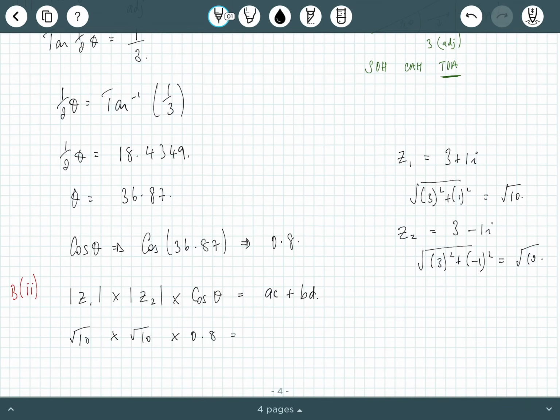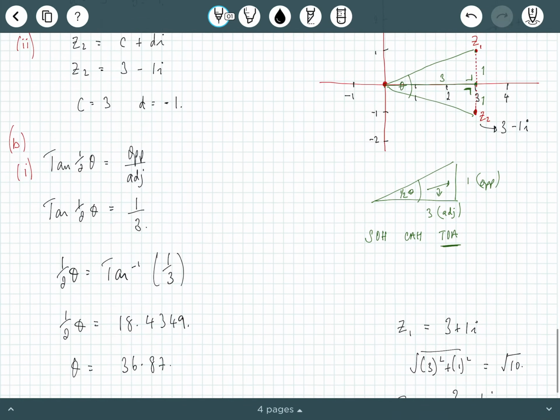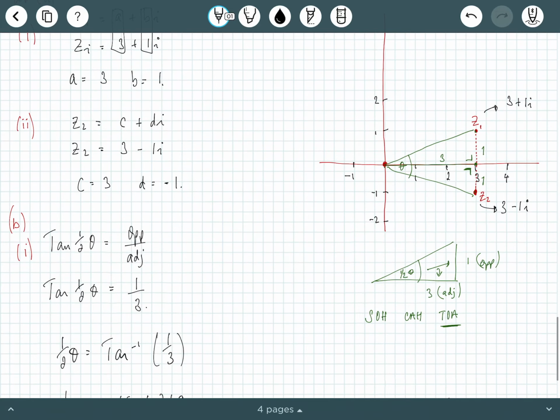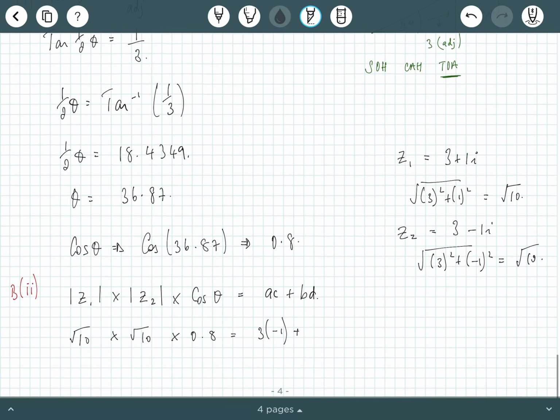Well, the mod of Z1 is root 10, times the mod of Z2, which is root 10, times cos theta, which is 0.8, is equal to AC plus BD. We know that A is 3, we know that C is minus 1. Where am I getting those from? Getting them from up here. A, B, C and D, see them here? So that's actually incorrect there. I'll rub that out and do it again. So A is 3 and C is also 3. B is 1 and D is minus 1.